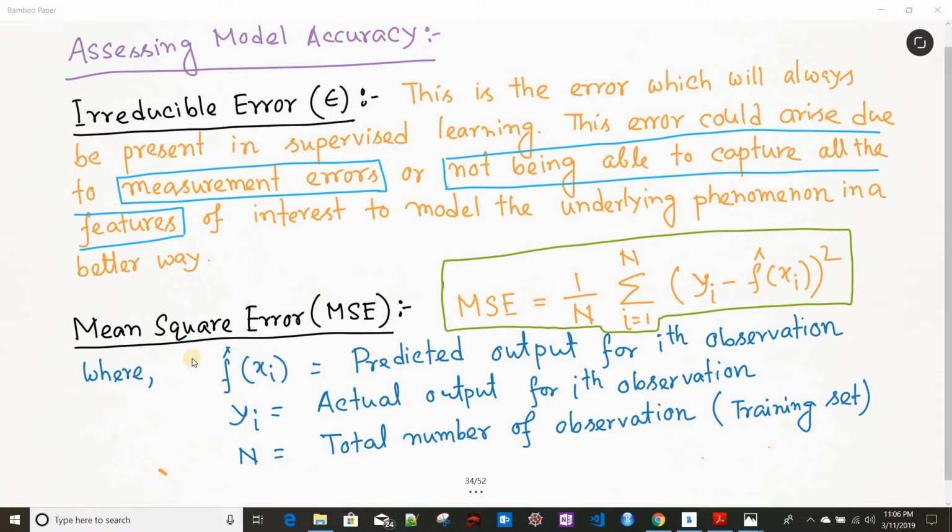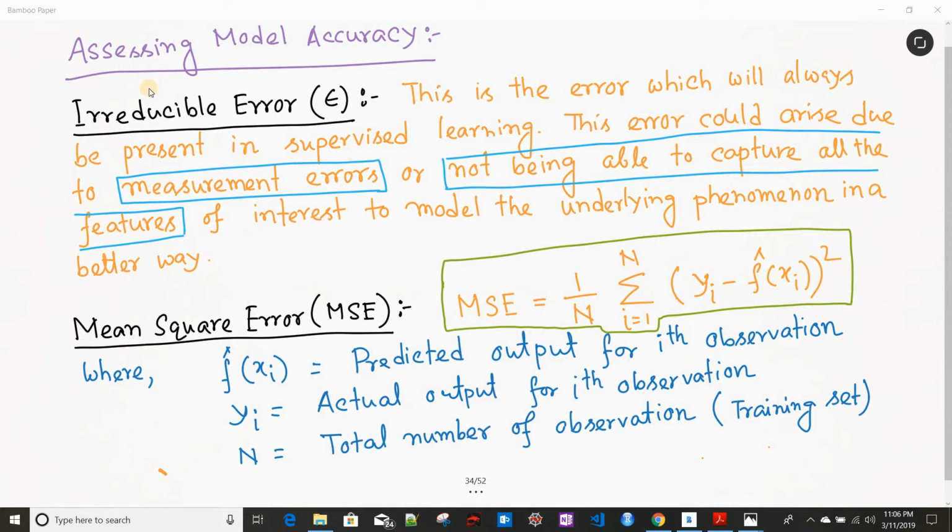Okay, so there are certain key concepts by which we can determine the model accuracy. That means how the model is performing and how it is fitting our underlying system or underlying data, right? So we'll be discussing those key concepts today, which will basically tell us how the model will be performing or how the model will be a better fit to our data. Okay, the first thing that comes into the picture is called irreducible error.